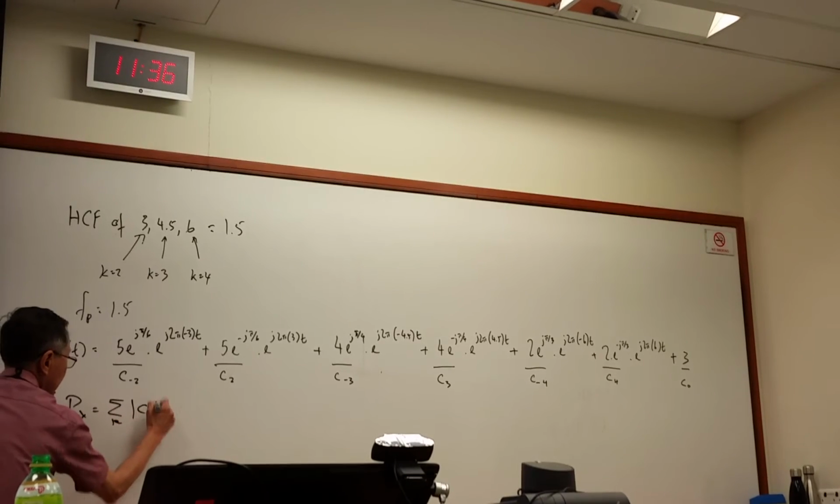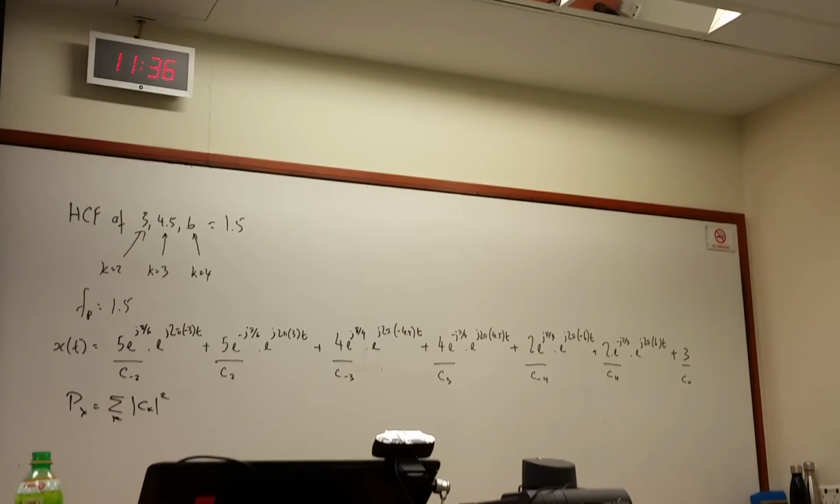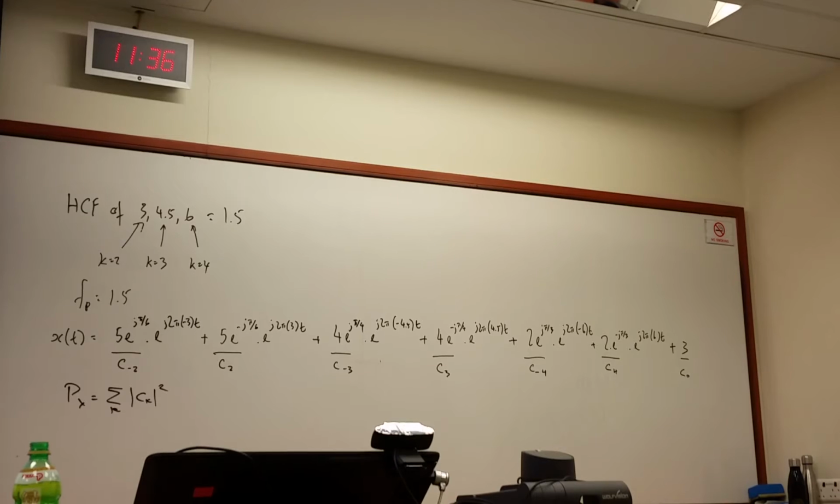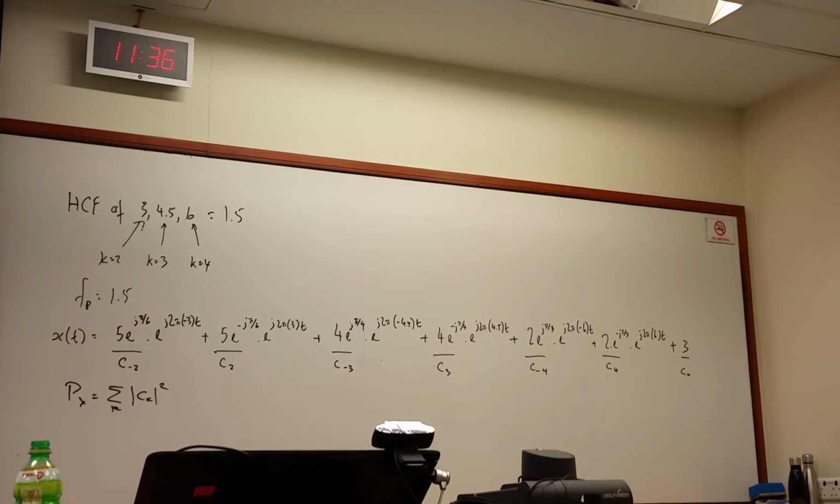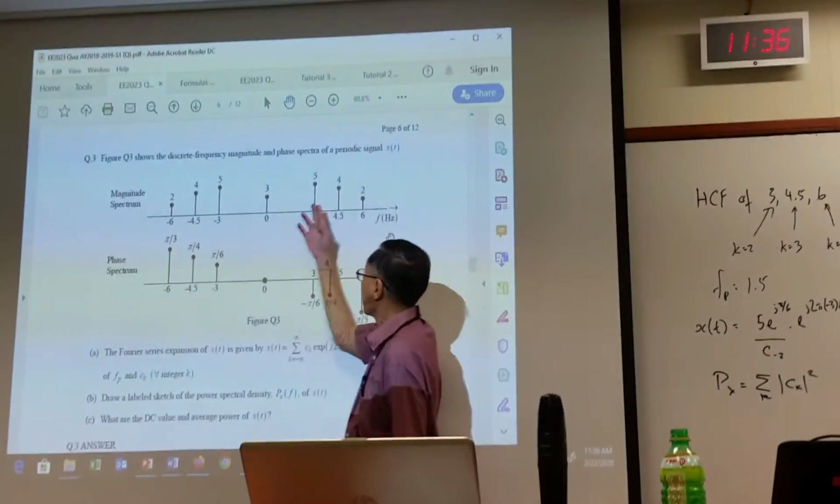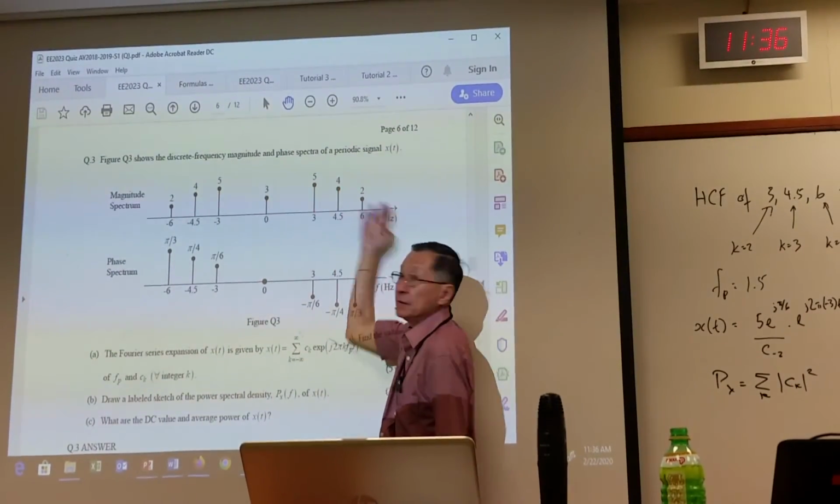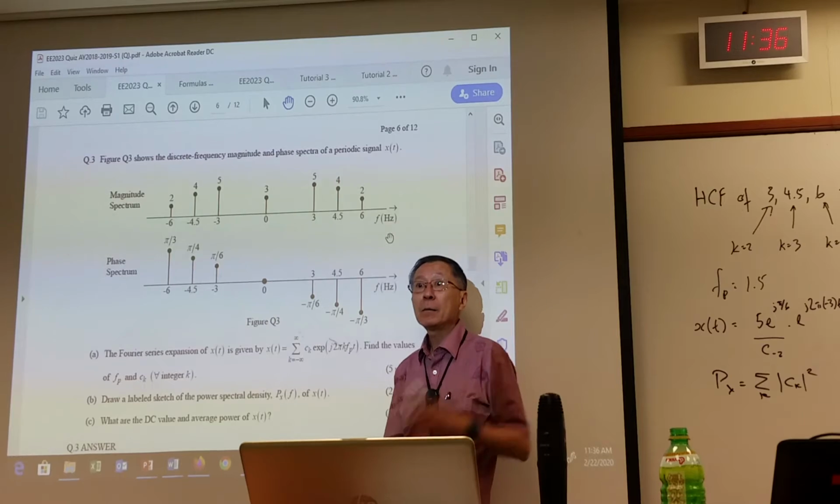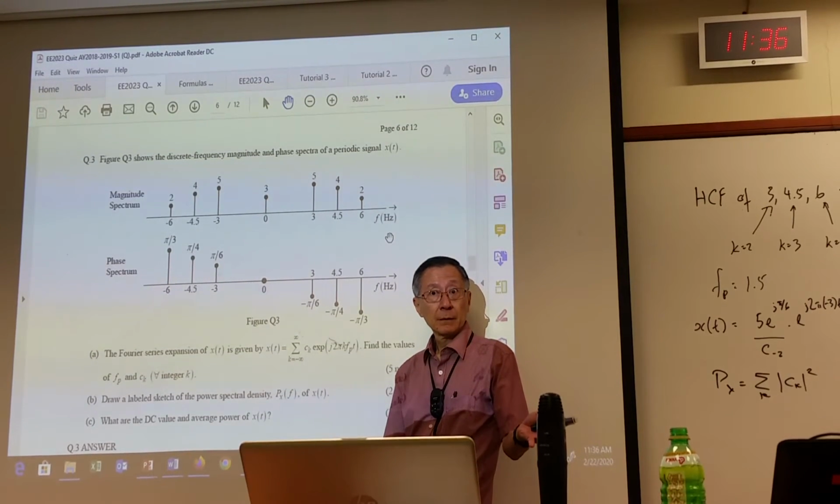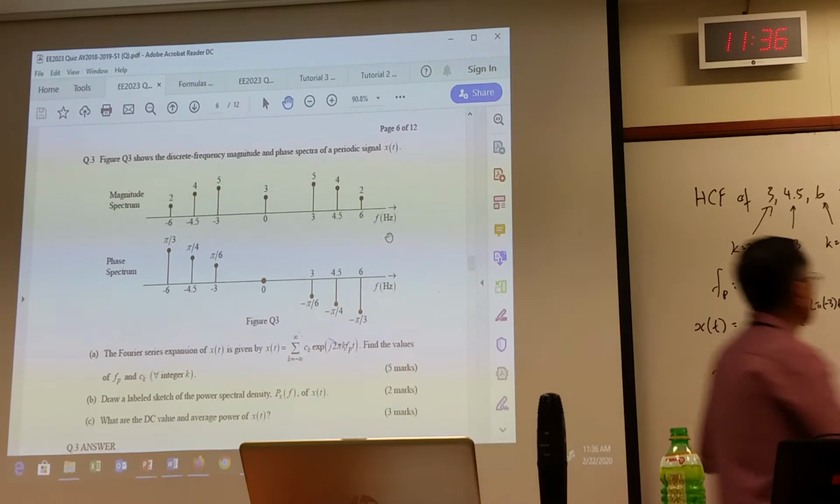So basically, I take this, I square this, square this, square this, square this, square this, square this. Okay, now? So this will be 9, 25, 16, 4. 9, 25, 16, 4. That will be your power spectral density. Okay. Right? So you get that.